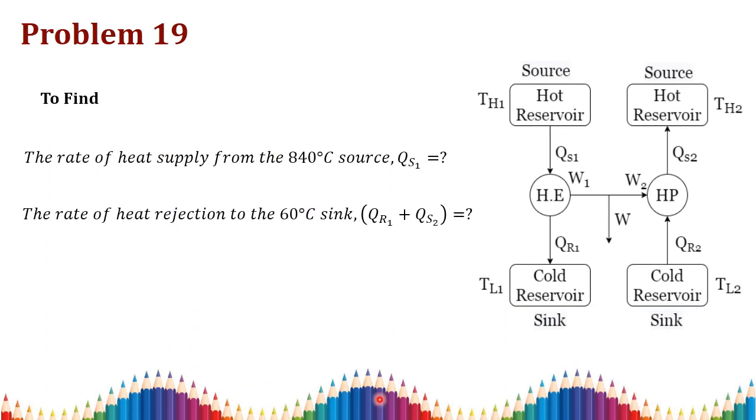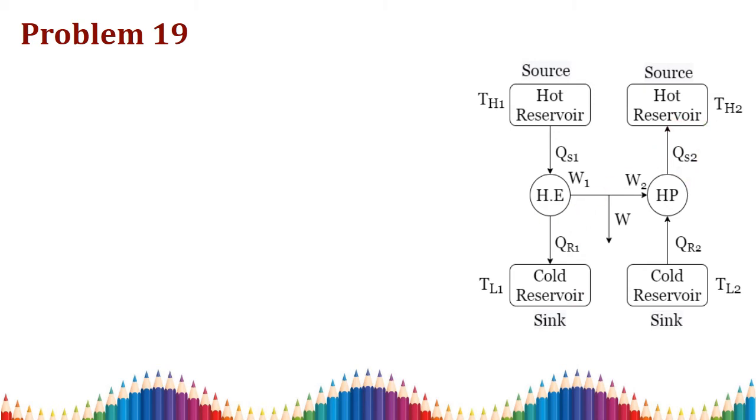So this is your diagram. In this, the heat engine runs one machine and is also used to drive the heat pump. We need to find the heat supplied from the heat source at 840 degrees Celsius, that is QS1. These are both 60 degrees Celsius reservoirs, and the heat rejections are QR1 and QS2. So QR1 plus QS2 is what we need to find.